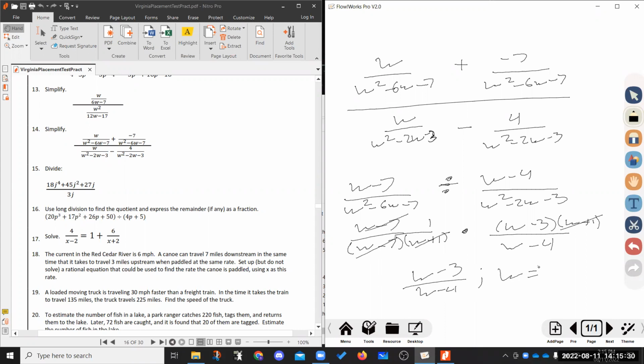Remember that w cannot be equal to negative 1 or positive 7. The fraction would be undefined. I can't change my domain, which is the inputs that I'm allowed to put in, because I wasn't allowed to put in anything that would have given me 0 for any of the individual fractions or 0 for the entire denominator down here. So we're not allowed to divide by 0 anywhere in the problem. So not allowed to have negative 1, 4, or 7.